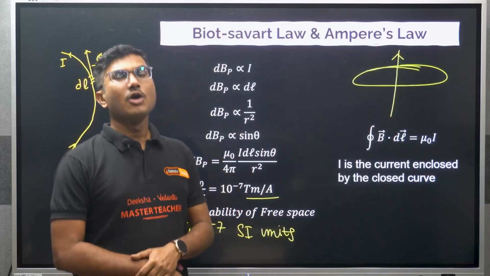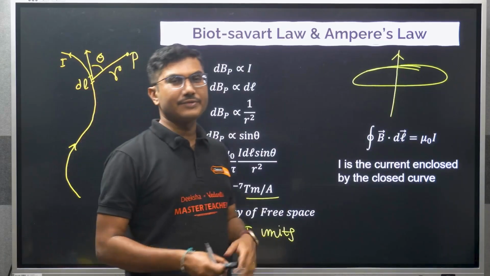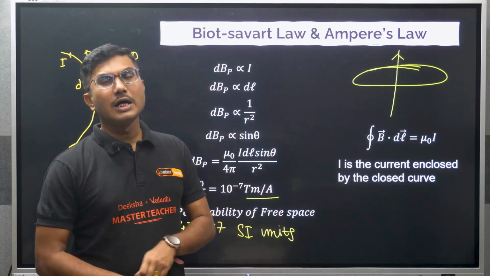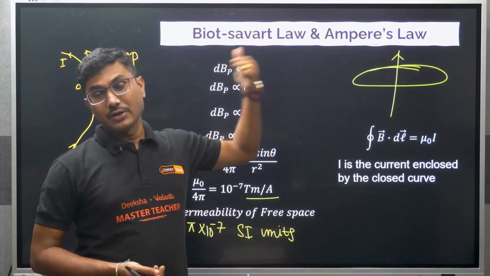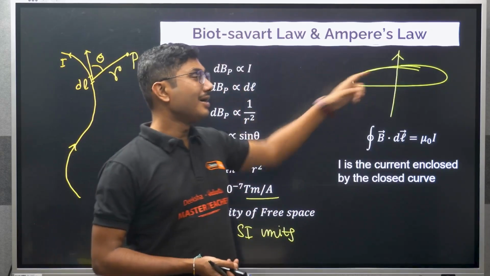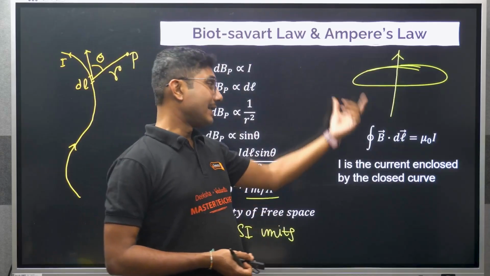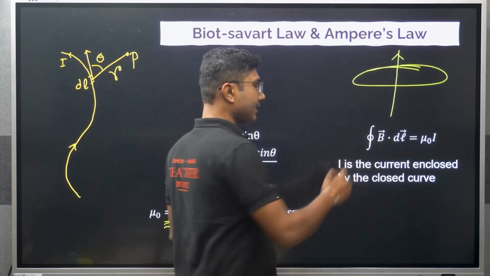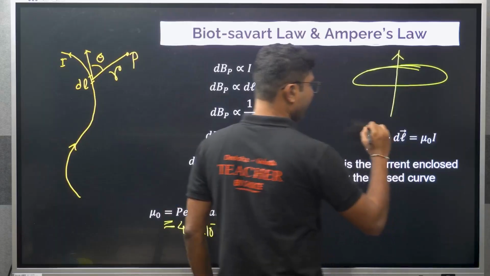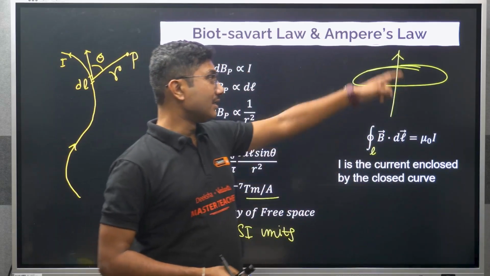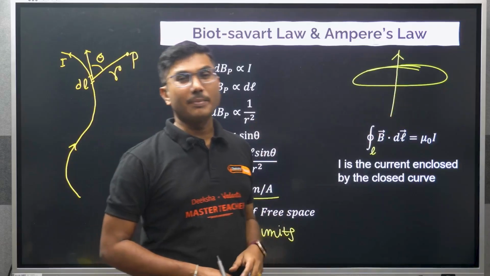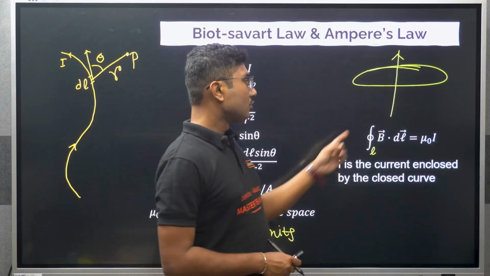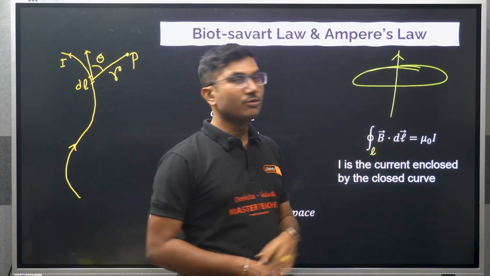For integration, we have to have a proper surface, similar to that of Gauss's law. If the surface is regular or symmetrical, we could have applied Gauss's law. Here it is a line integral, because it's a curve. If this curve is symmetrical and the system is symmetrical, it is easier for us to apply Ampere's law. That's it. So B dot dl equals mu naught I.